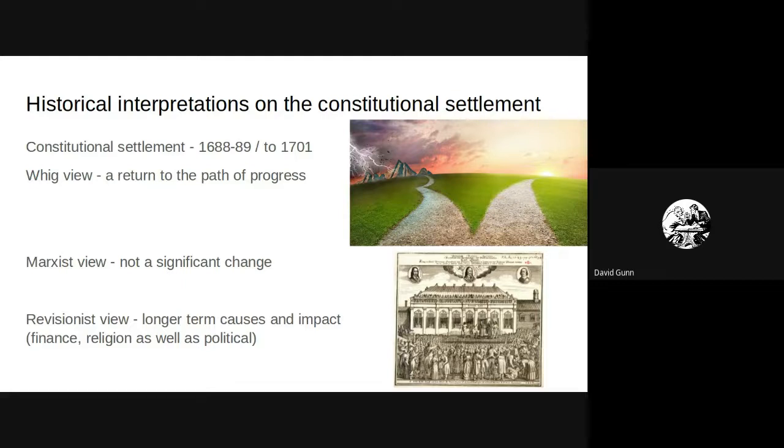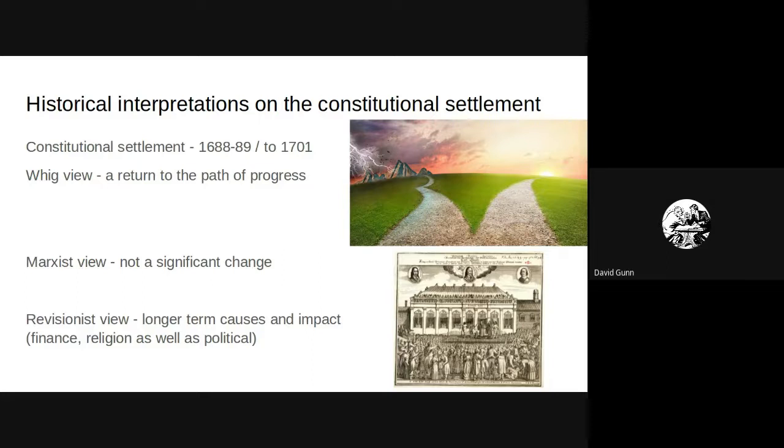prosperity. Right, so it's obviously very much based in the time it was written, Macaulay writing in the mid-19th century. The Marxist view said actually the constitutional settlement wasn't any significant change, and they would say, I've got a picture there of Charles I getting his head cut off, that was much more revolutionary. The establishment of a republic, that's much more important.